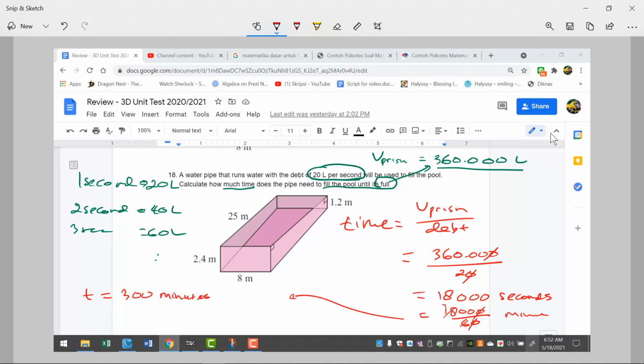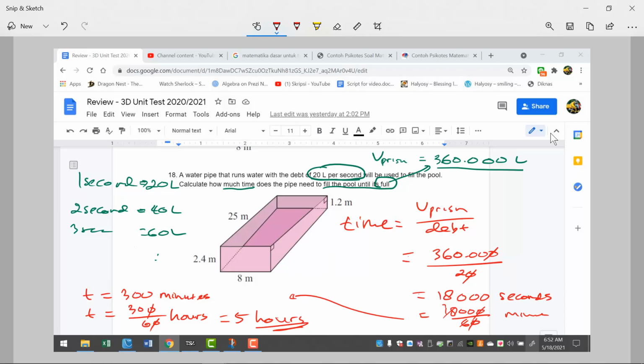Okay, and then this can also be converted into hours, right? Because we know that 1 hour is equal to 60 minutes. I can write this down as 300 divided by 60 in hours, right? Again, cancel the zeros, and 30 divided by 6 is equal to 5.